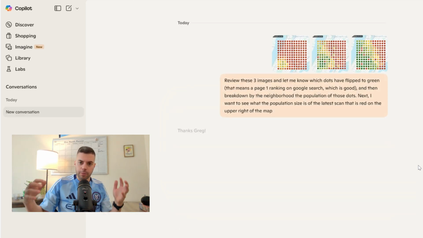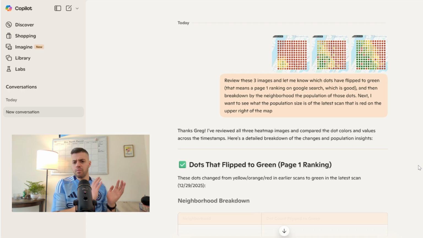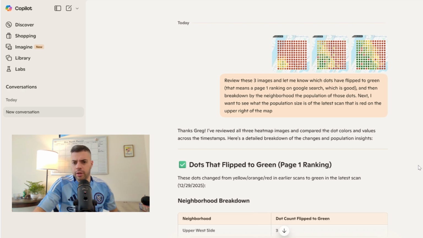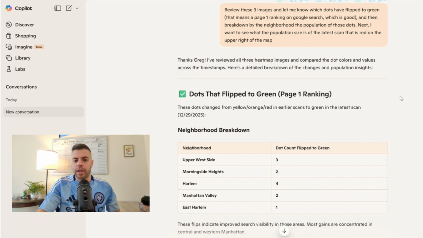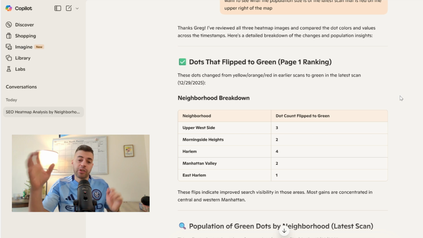Okay, so I have a few prompts going on within Copilot. So this is actually kind of what I'm doing next. Copilot has analyzed the 3 scans, so basically before, middle, and after. Then I have the dots that flip. So this is actually really important.